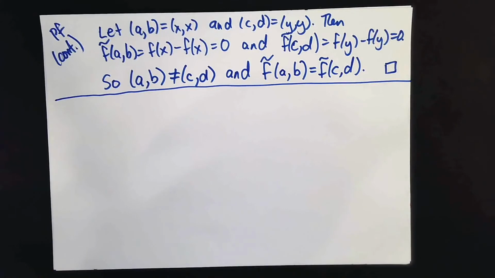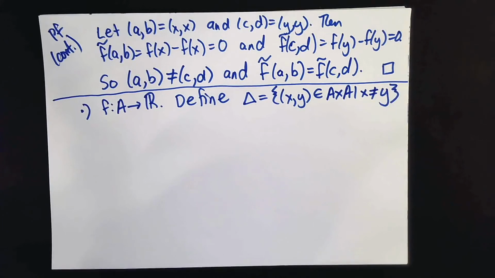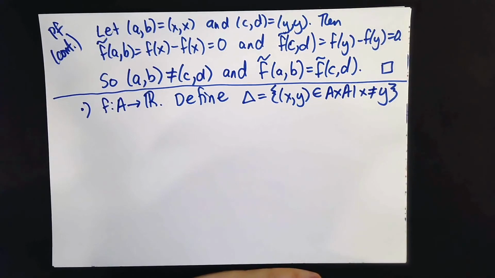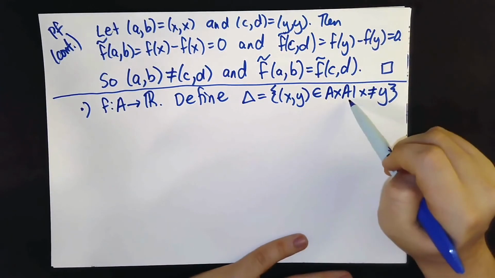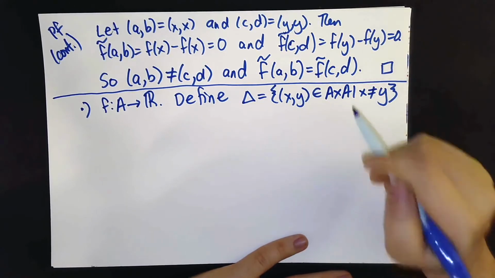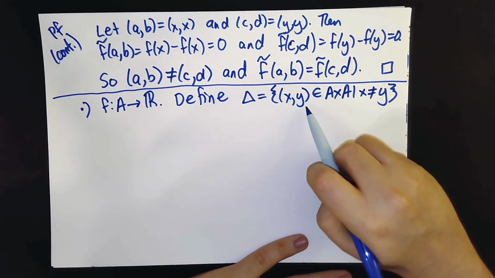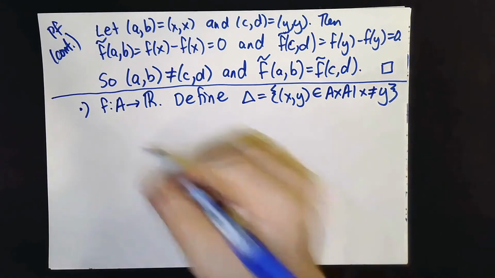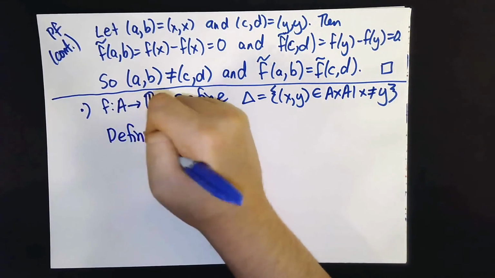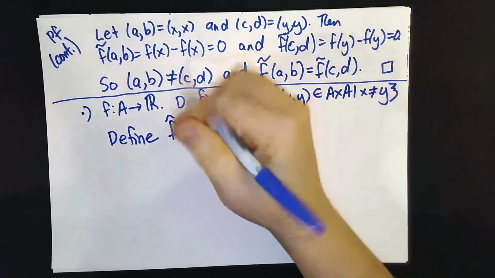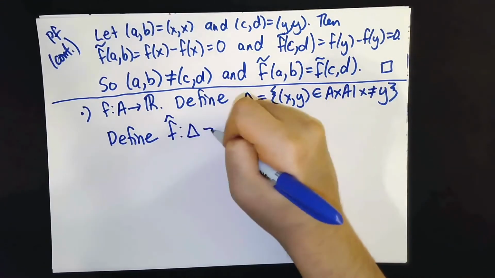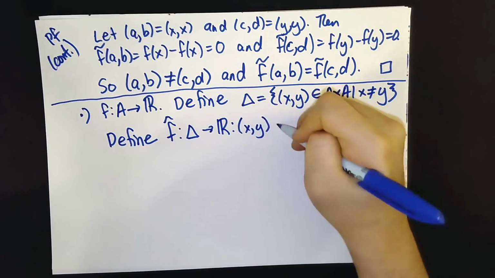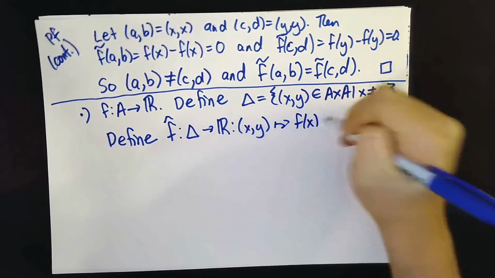Okay, so I'm going to continue in the same universe. So f is still a function from A to the reals, and I'm going to define this particular subset of A cross A, which I'll call delta. So this is like A cross A, but what have I done? I've thrown out all of the entries where x and y are equal. So what's left is everything where x and y are different. And so now I'm going to define a new function. This one is going to be a variant on f with a squiggle on top. I'm going to call it f with a hat. And this is going to go from delta to R, and it's going to take the pair xy and send it to f of x minus f of y.